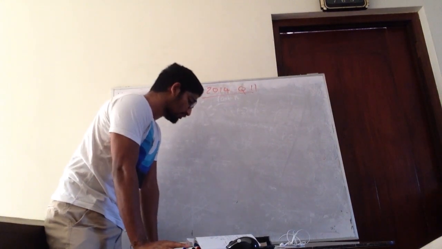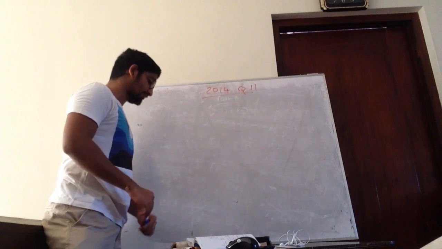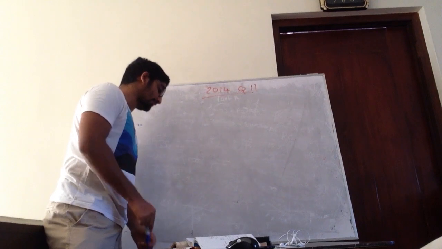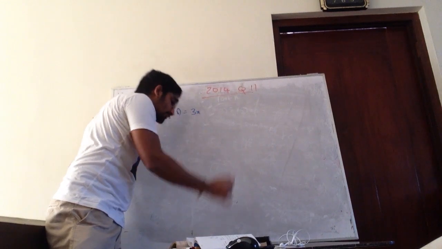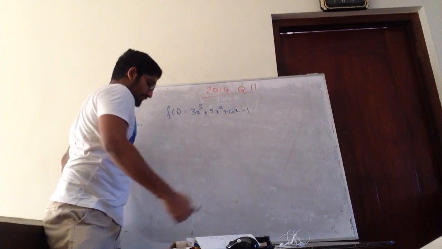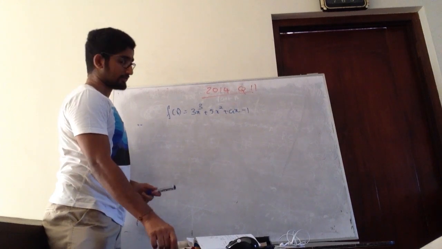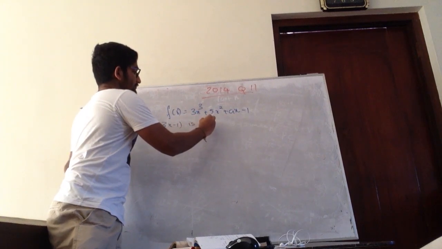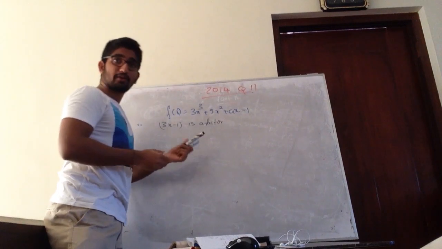Alright, so now question number 11, part A says they have given f(x). They have said let a be a real number and let f(x) be 3x cubed plus 5x squared plus ax minus 1. Then they are saying 3x minus 1 is a factor. Then they are asking to find the value of a.